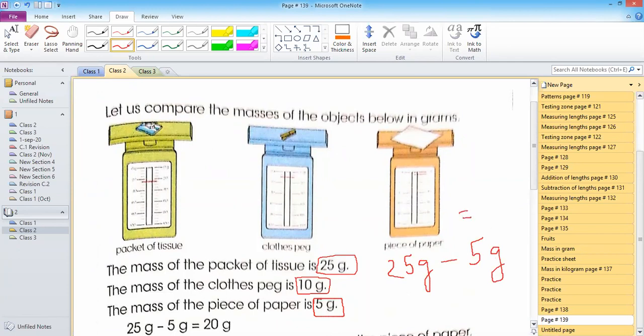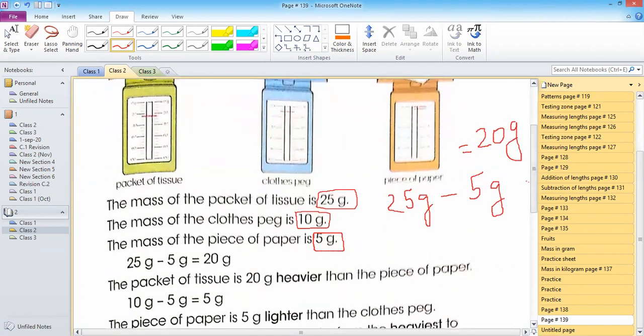25 minus 5 is equal to 20 gram. 25 minus 5 is equal to 20 gram. So you can say, sir, the packet of tissue is 20 gram heavier than the piece of paper. Or you can also say that the piece of paper is 20 gram lighter than the packet of tissue.